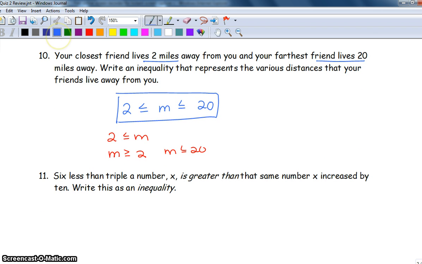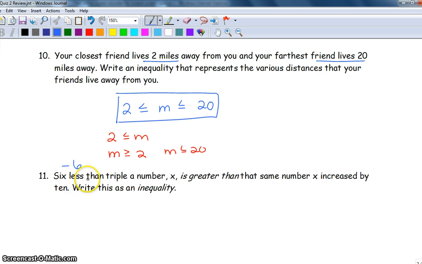Last one. So for this one, all we want to do is translate the words into an inequality. So we've got 6 less than triple a number. So if I have 6 less than triple a number, this is not my inequality sign. If it was my inequality, I would say 6 is less than, but I want 6 less than. That means I'm taking away 6.